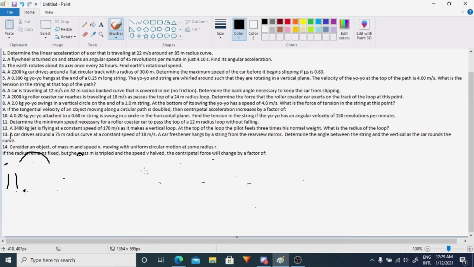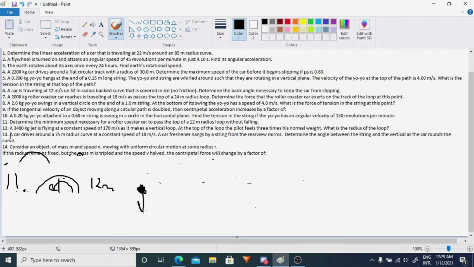Question 11. Determine the minimum speed necessary for a roller coaster to pass the top of a 12-meter radius loop without falling. Whenever it doesn't give you the mass, and it feels like you're going to need mass, you can assume there's going to be a way to cancel it out. So the minimum speed necessary, if we draw the free body diagram, there's a loop like this beneath it, right?